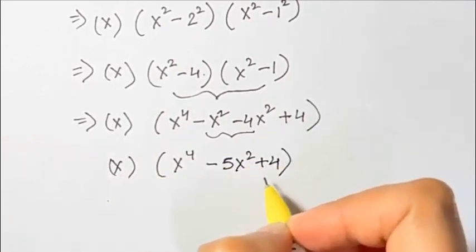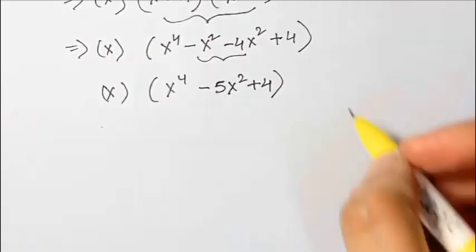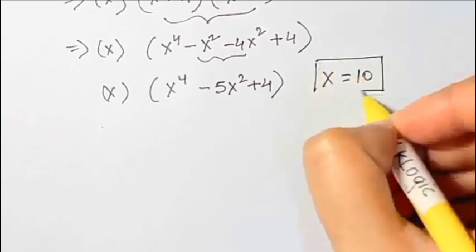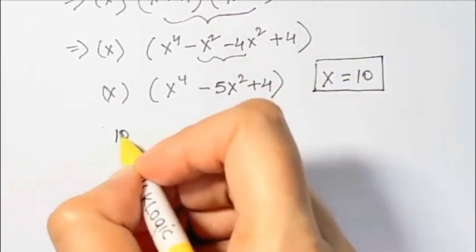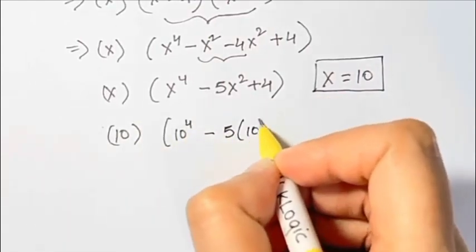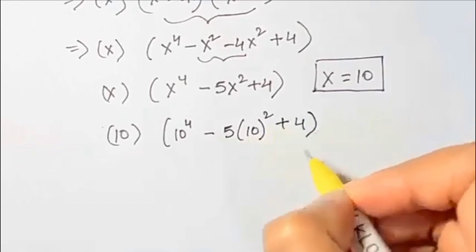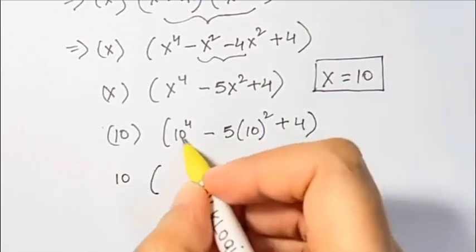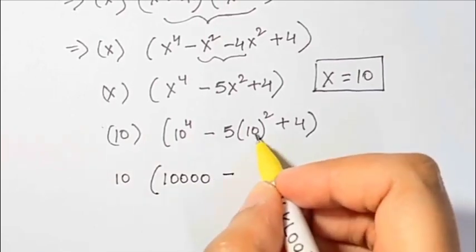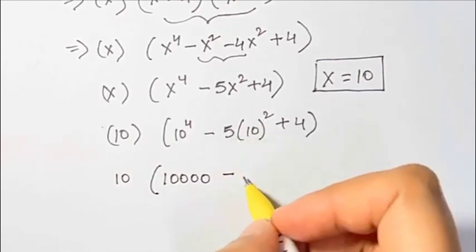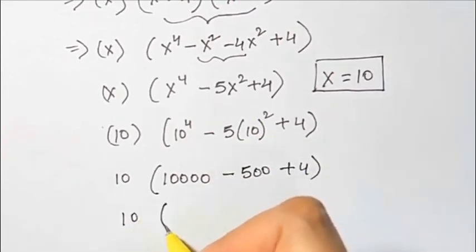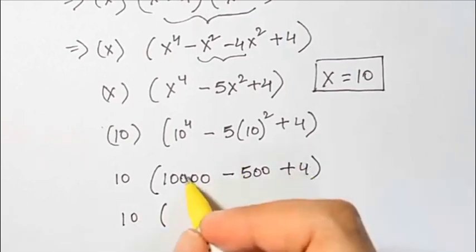So we've got an equation here, and as we already know that x is equal to 10, let's put it back. 10, then 10 to the power of 4 minus 5 times 10 squared plus 4. Now 10 to the power of 4 is 10000, minus 10 square is 100, so 100 times 5 is 500, plus 4, and that's so easy to calculate. You have this, let's add them up.